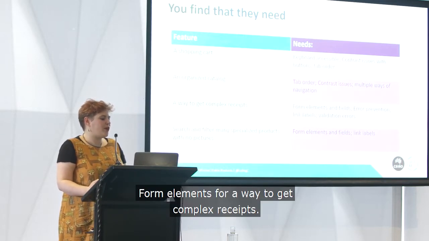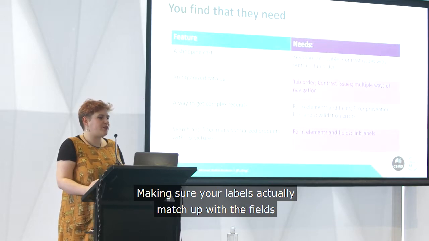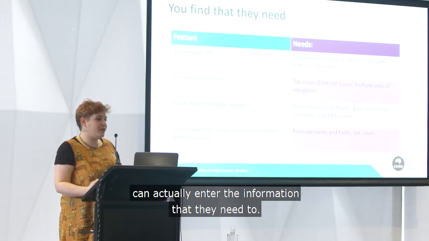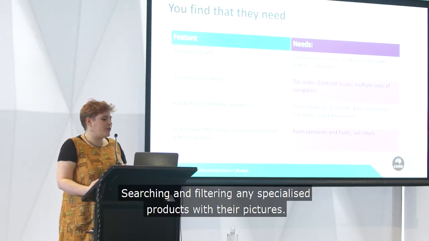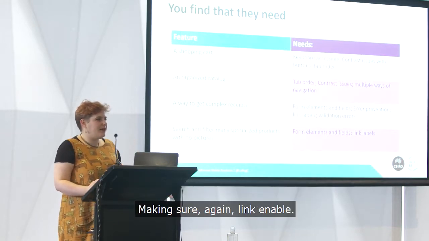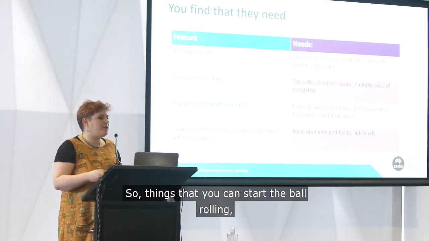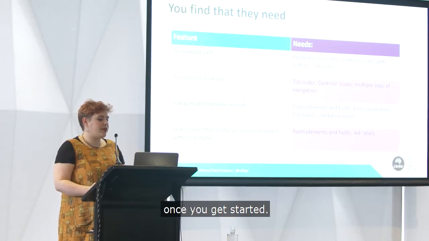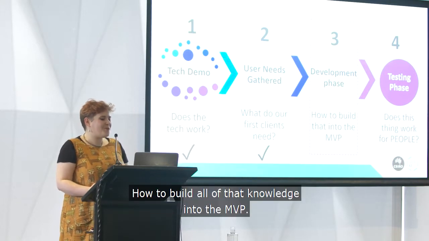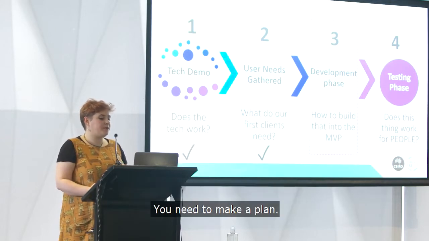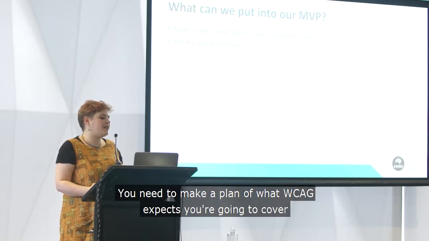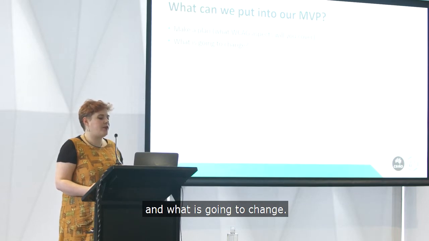Form elements for a way to get complex receipts, making sure your labels actually match up with the fields. And error prevention to make sure that people actually enter the information that they need to. Searching and filtering any specialized products with no pictures, making sure you, again, link enables. So things that you can start the ball rolling, but making sure you tick off all those things once you get started. So then we come to the third phase. How to build all of that knowledge into the MVP. You need to make a plan. You need to make a plan of what WCAG aspects you're going to cover and what is going to change.